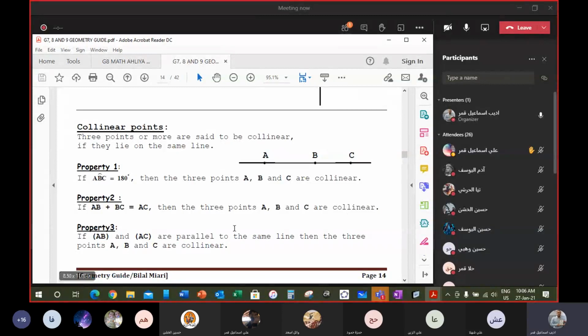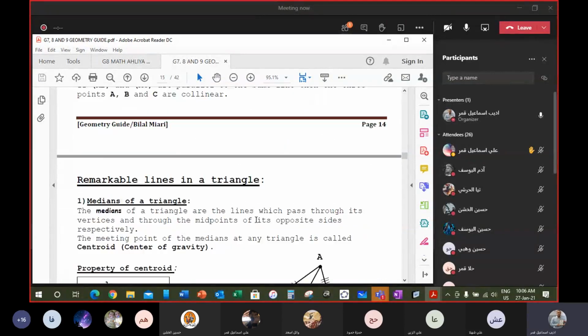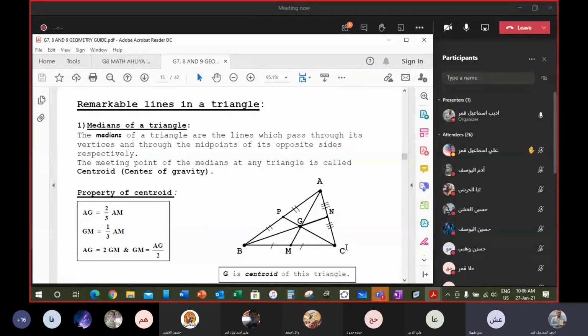Remarkable lines in a triangle. Medians of a triangle. The median is the segment drawn from the vertex to the midpoint of the opposite side.